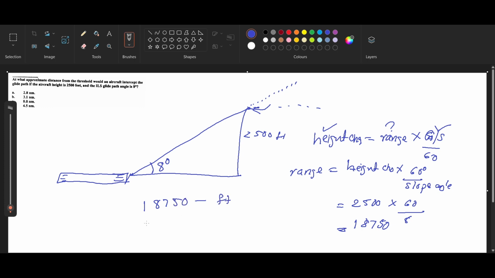We have to convert it into nautical miles. So 50,000 divided by 6080 will be approximately 8.2. So we'll round it up to 8.2. So the answer would be rounded up to 8.2.